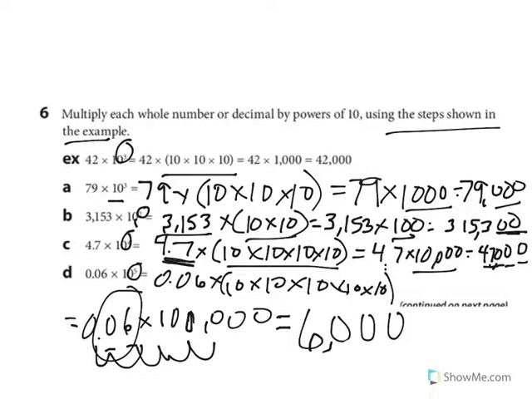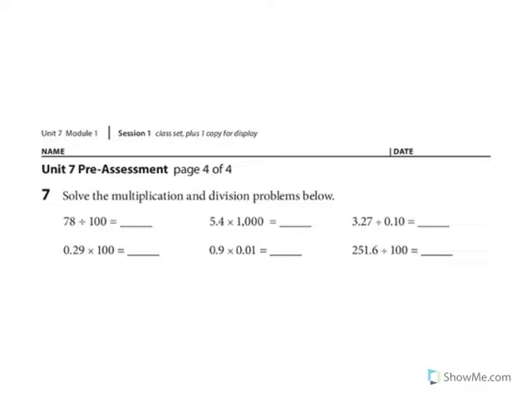All right, next. Solve the multiplication and division problems below. All of these are again using powers of 10. So if I'm dividing by 100, that means that my decimal point is moving 2 spaces back. So my answer here is 78 hundredths. If I'm multiplying by 100, my decimal moves to the right. Okay, I'm multiplying by a number greater than 1, it moves to the right, which would give me 29.